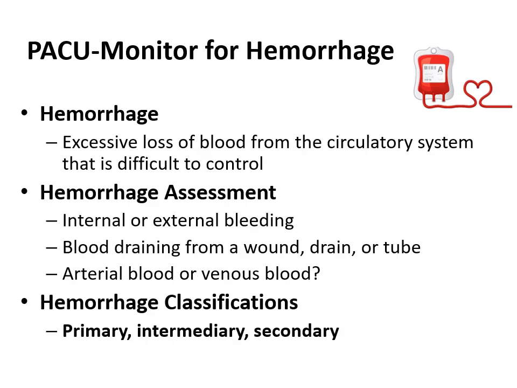So a little bit more about the hemorrhage, which is just going to be that excessive loss of blood from the circulatory system. It's going to be difficult to control, and hemorrhage can be both internal or external bleeding. So when you think about a surgery, you have a big open wound. Internally, we've done our surgery. Say you've had a colon resection, so you go internally and you resect your colon.